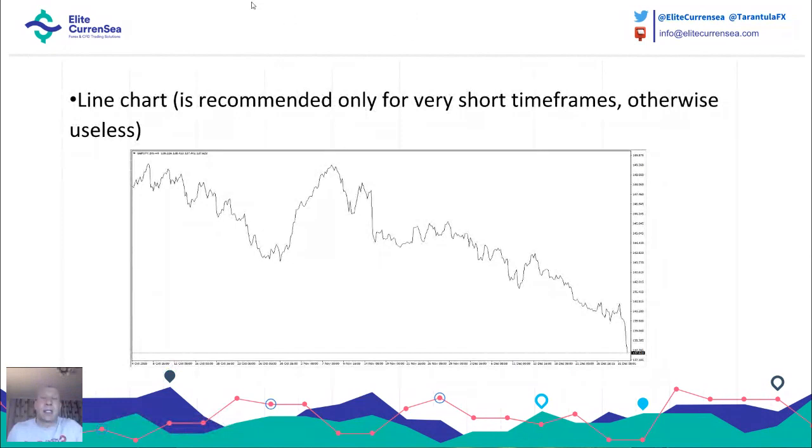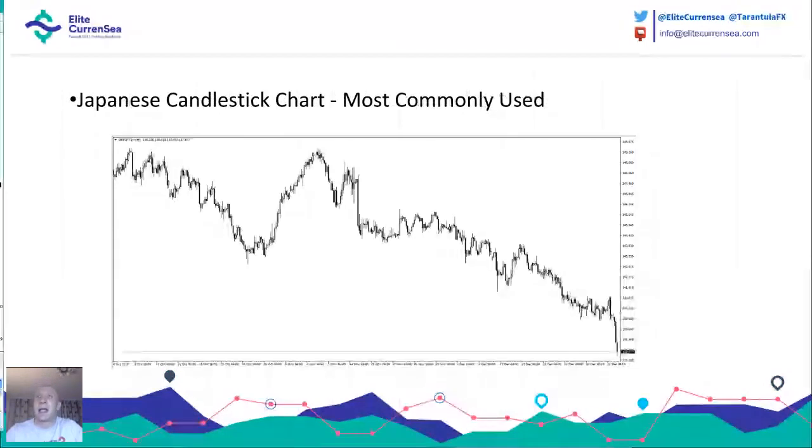Bar chart was mostly used before the Japanese candlesticks, but definitely, I need to tell you that Japanese candles are my favorite way, and a big majority of traders are using Japanese candlesticks. It's definitely my favorite tool for analyzing the price.